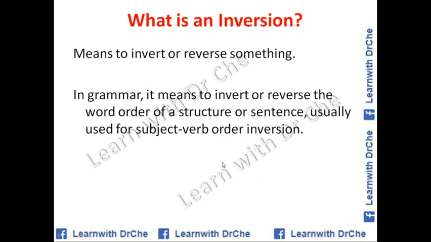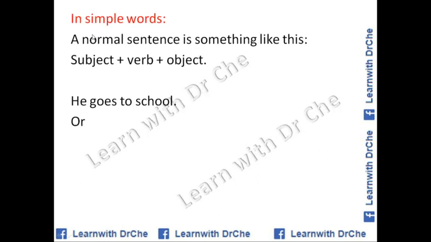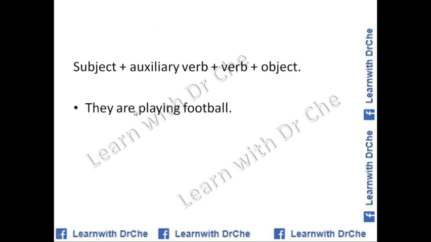So this is inversion. In simple words, a normal sentence is something like this: subject plus verb plus object. For example, he goes to school. Or if there is an auxiliary verb, we can say they are playing football. Subject plus auxiliary verb plus object. They are playing football.